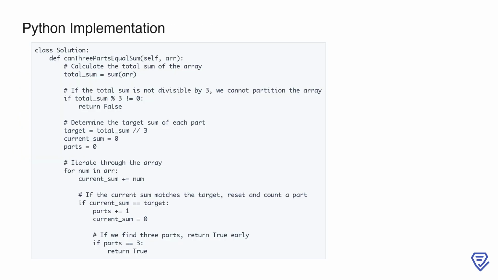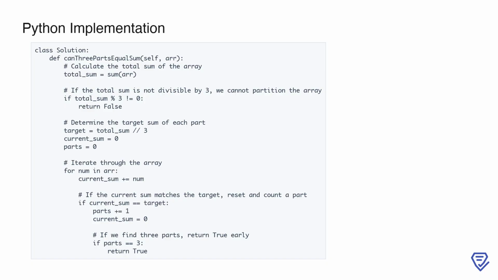Here, we start by defining a function can3partsEqualSum inside the Solution class. The first step is to calculate the total sum of the array using Python's built-in sum function. This gives us the sum of all elements in the array. Next, we check if the total sum is divisible by 3, because if it's not, it's impossible to split the array into 3 parts with equal sums. If the total sum modulo 3 is not 0, we immediately return false.